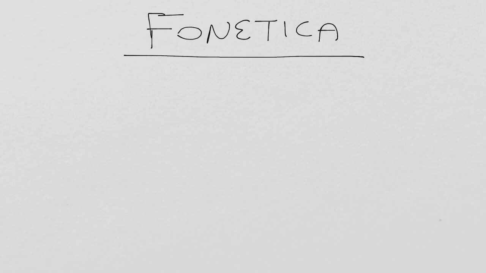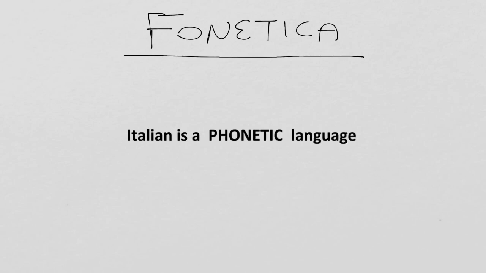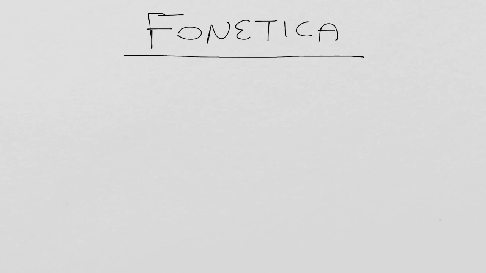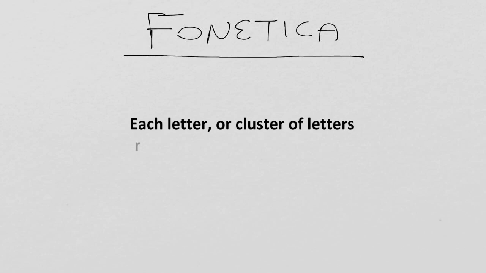Phonetica, or pronunciation. Pronunciation and spelling. The good news first. Italian spelling is very regular and entirely predictable. Each sound of the language is represented by a specific letter or a cluster of letters. And this will always be the case for every word of the language.